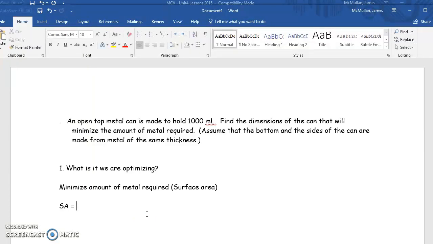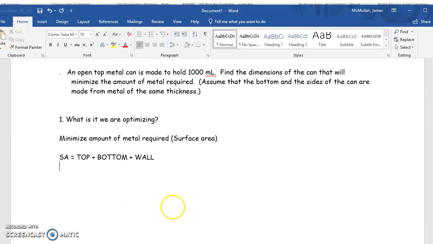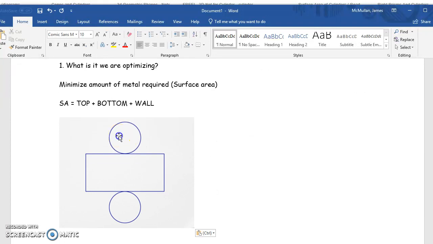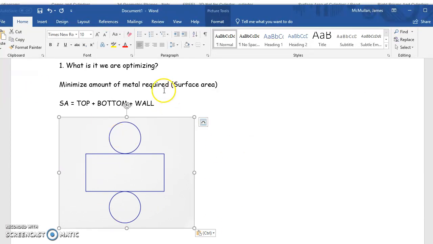You have to think of the shapes that a cylinder is created from. It's created from a top plus a bottom plus the wall, right? The wall that wraps around it. Now, the top and bottom are both circles. The wall is a rectangle. And picture the net diagram. So the net diagram looks something like that. You have a top, a bottom, and then a wall that wraps around it.